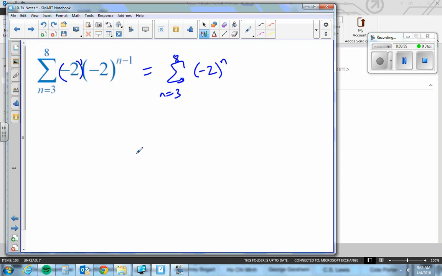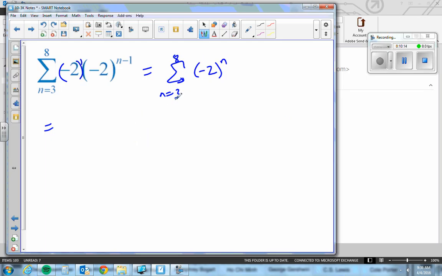Now, these can be confusing just because the summation is going from n equals 3 to 8. What I'm going to do is just write out the sequence that this would generate, and then just sum up the sequence and forget about the summation that generated it.